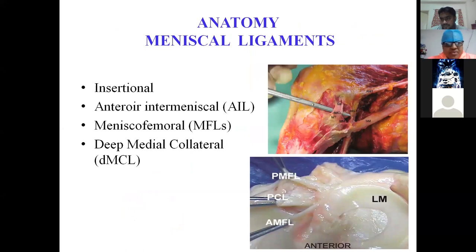Anatomy of the meniscal ligaments: we know there are the anterior intermeniscal ligament and the meniscofemoral ligament. There are two types of meniscofemoral ligament, the anterior meniscofemoral ligament and the posterior meniscofemoral ligament, which surround the posterior cruciate ligament. There are other ligaments like the collateral ligament. It has two parts, the superficial and the deep medial collateral ligament. But the deep medial collateral ligament is attached to the medial meniscus.